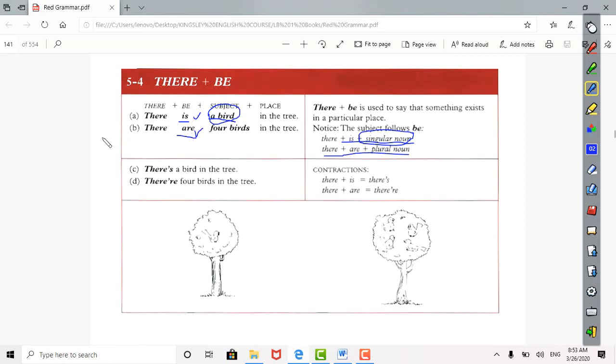Clear? For example, ada seekor burung di pohon. Just answer this: there is a bird in the tree. The second, ada 4 ekor burung di pohon, sir. There are 4 birds in the tree. Okay. What about if ada 5 ekor burung? 5 birds. Okay, I said something wrong here. So it should be, what about 5 birds?